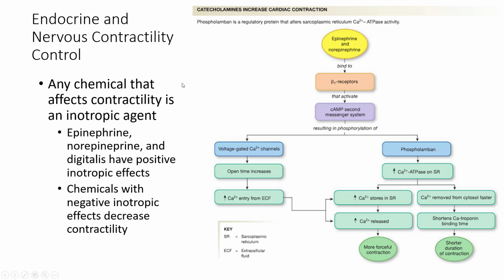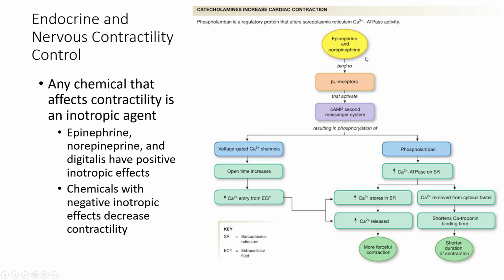And so what happens is we get this ability of certain compounds to increase the contractility of the heart, and we call those compounds inotropic. If you have an inotropic agent, it has a positive effect on the contractility of the heart. So epinephrine, norepinephrine, and digitalis are all chemicals that increase that contractility.